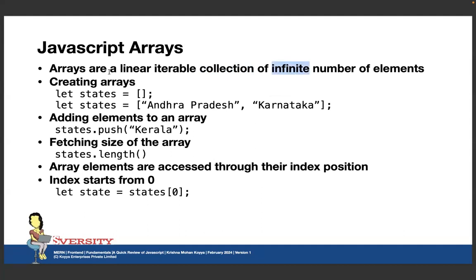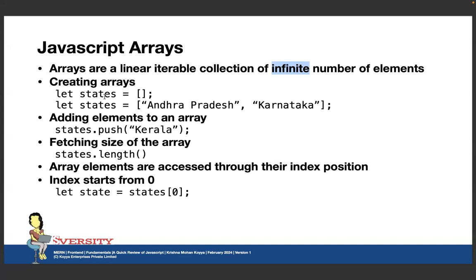See, there are a lot of words here. Linear, so they just keep on growing in one single direction. Iterable, you can iterate through them. You can go through each of those elements one after the other. Collection, there are many values in a given array. There is no limit on the size. It is an infinite number of elements. Your memory, your system, is the only limiting factor.